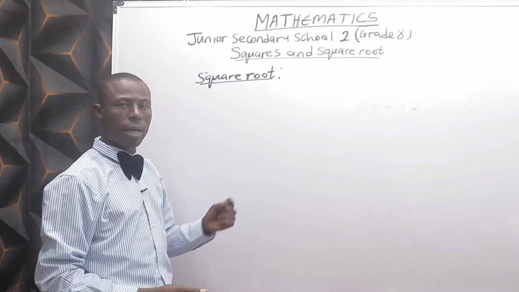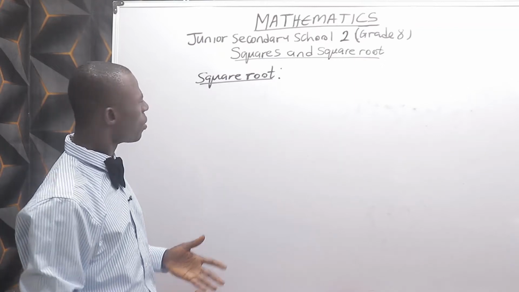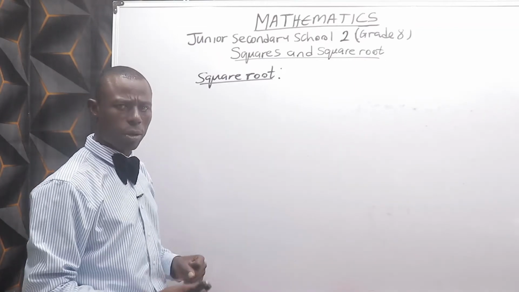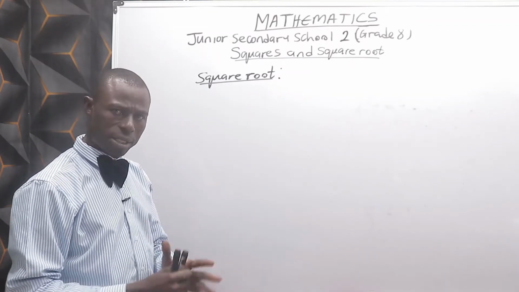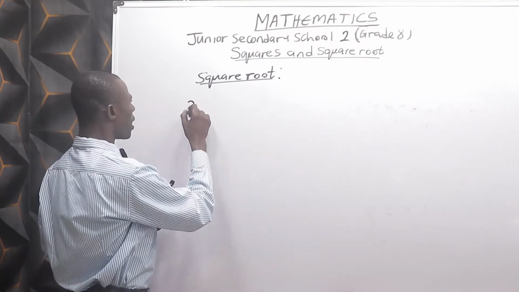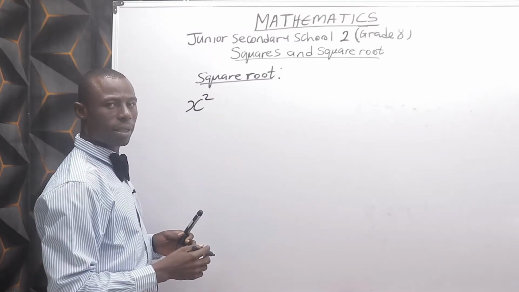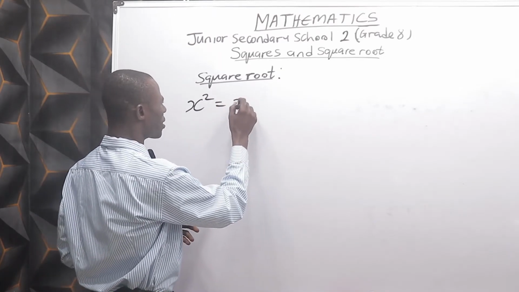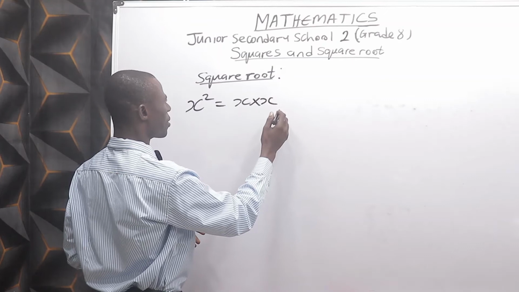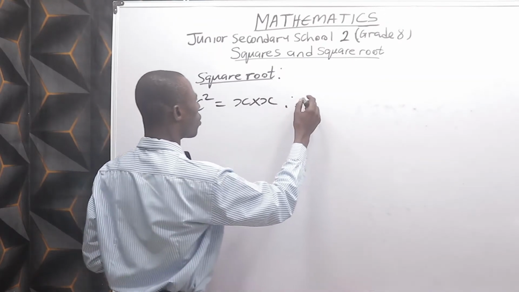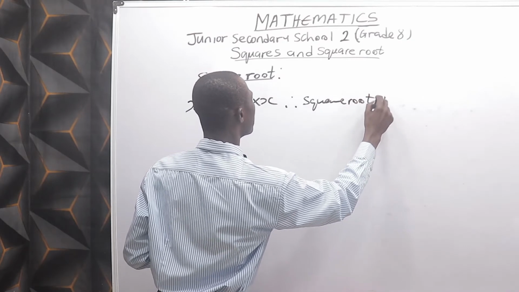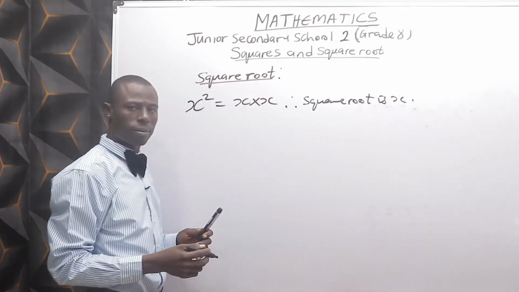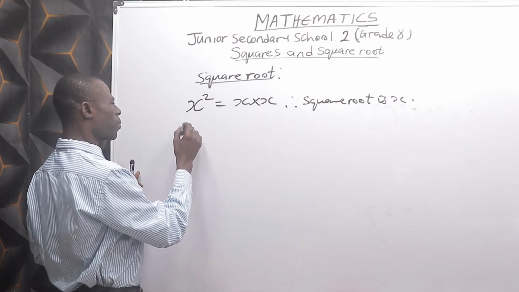The next topic is square root. What is square root? Square root and square are related. x square is written as x times x. Therefore, square root is x. This is what I mean.